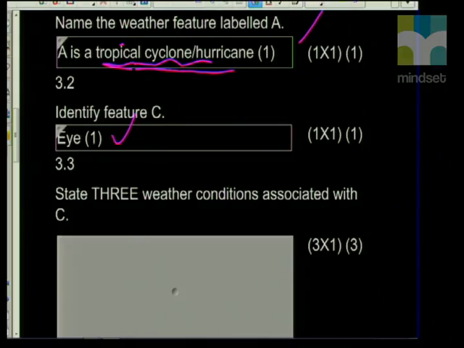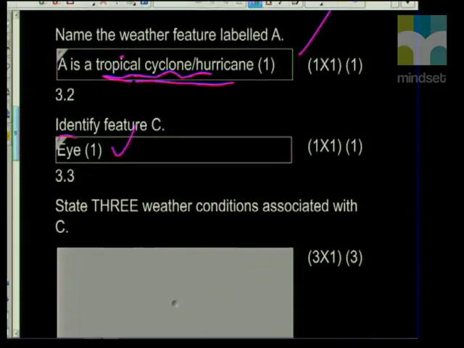Knowing how to identify your features makes a big difference. These are scaffolding questions, taking you from simple to more difficult. And remember, if you did not recognize the eye and you identify it incorrectly, you're going to lose these marks here. So identifying your features and practicing with resources makes a big, big difference. I knew it's the eye, so this question becomes very simple for me. I know calm conditions, clear skies, high humidity, high temperatures, lack of precipitation. All those things just come to my head. It's so easy to interpret.